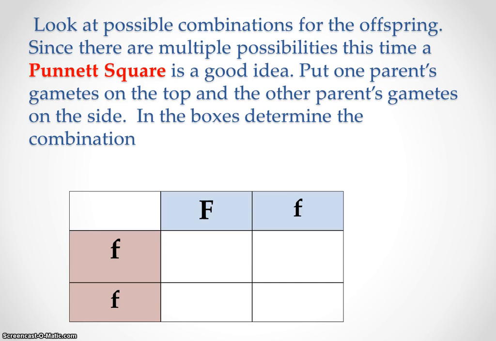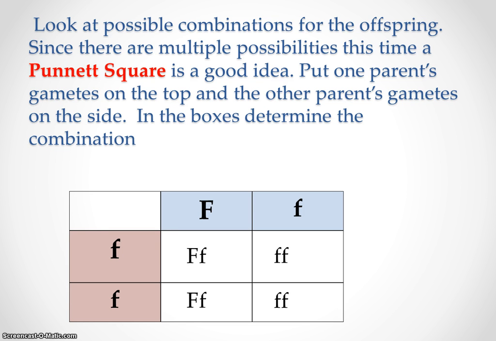Look at what possible combinations, and what I would suggest is maybe pause this, see if you can figure out what goes in each box, and then check it. Okay, let's see if you got it right. Big F, little f in that box, little f, big F, little f in that box, and little f, little f.